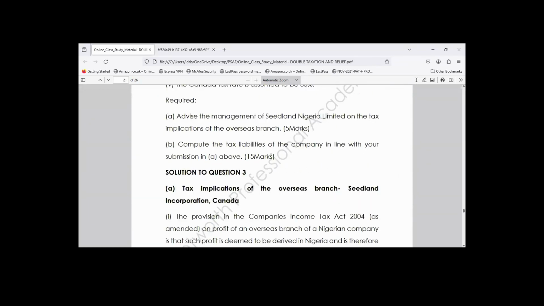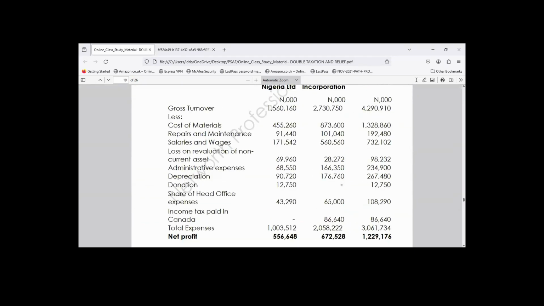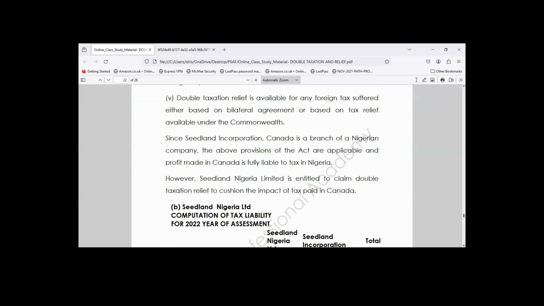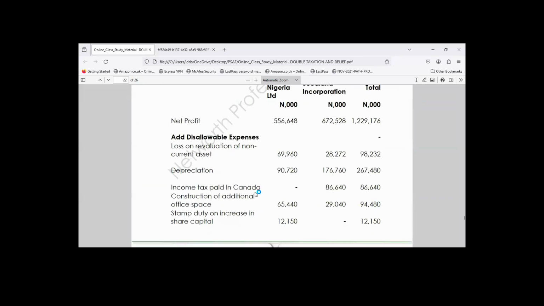Secondly, in the administrative expenses, another disallowable expense is income tax paid in Canada. They added this as an expense. They paid tax in Canada and added it as an expense. You are going to disallow it. You are going to add it back to the net profit. So you can see income tax paid in Canada, I added it back.